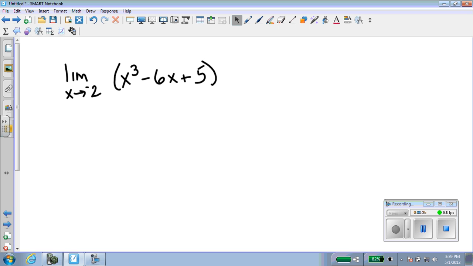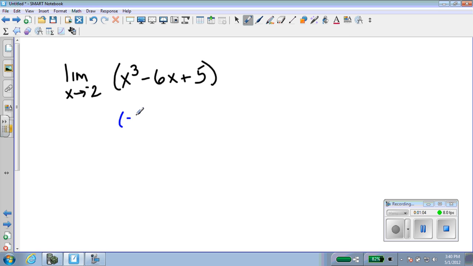So we're going to take the limit as x approaches -2 of the function x to the third minus 6x plus 5. Okay, this is a polynomial function, and when we studied polynomial functions, we talked about the fact that they are continuous everywhere. So for this particular function, which is continuous everywhere, it's definitely continuous near -2. So we're going to be able to do direct substitution to find the limit.